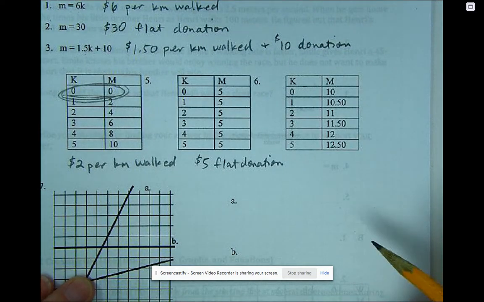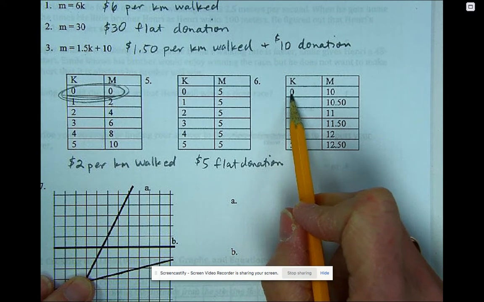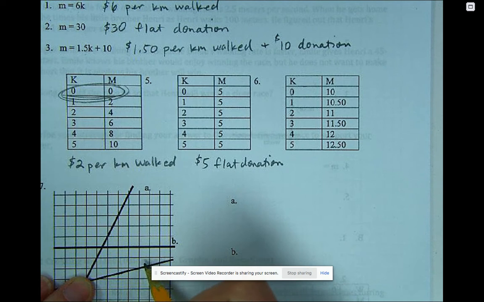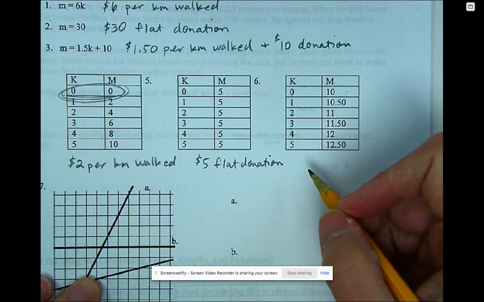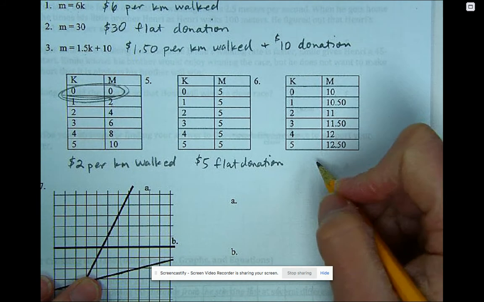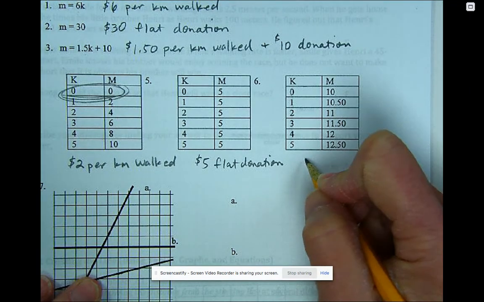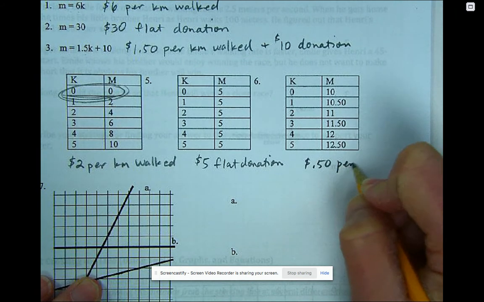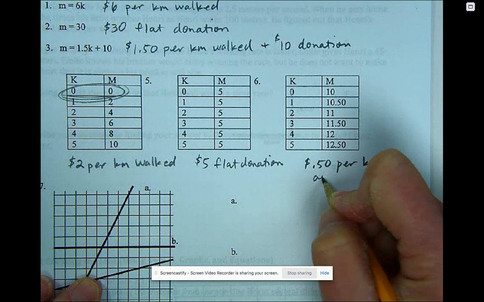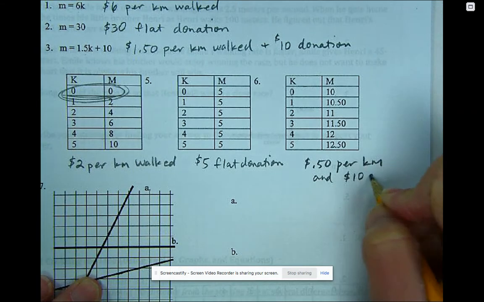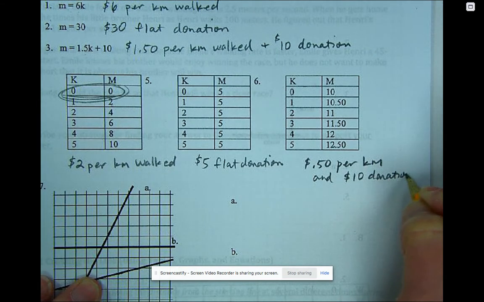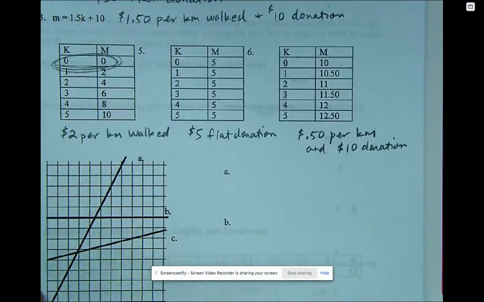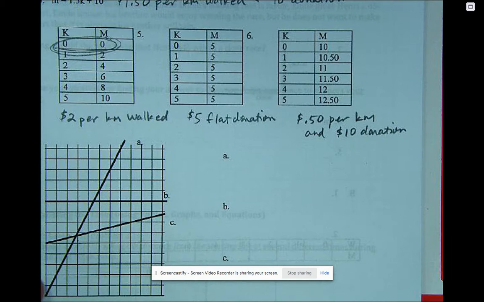How about this one? 0 kilometers, $10, 1 kilometer, $10.50, 2 kilometers, 11. What do you think this one might read? Did you think 50 cents per kilometer and a $10 donation? So you get $10 no matter what, and then an additional 50 cents each kilometer walked.